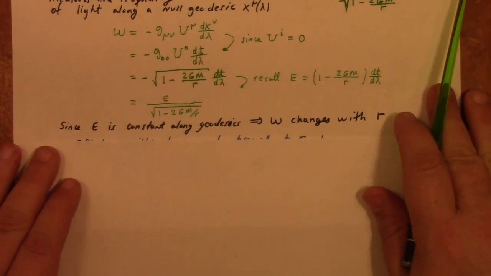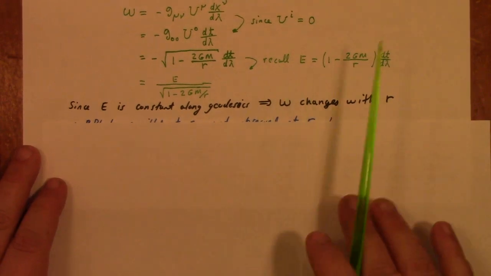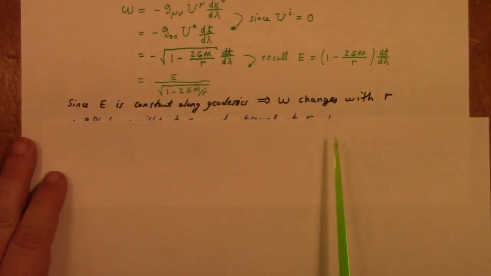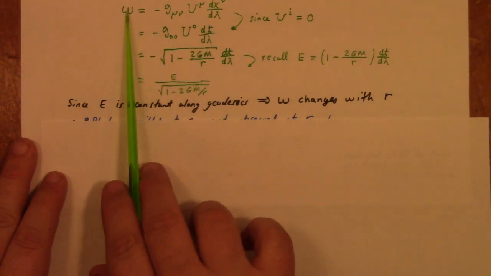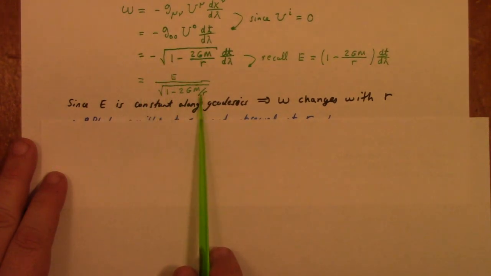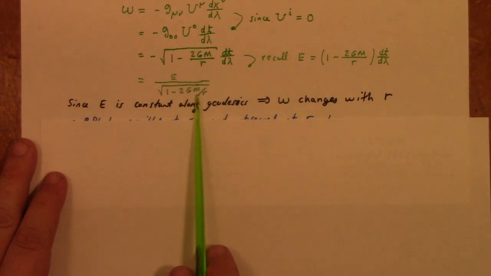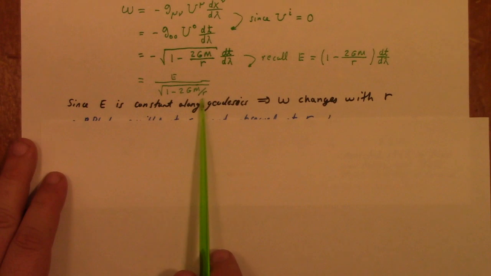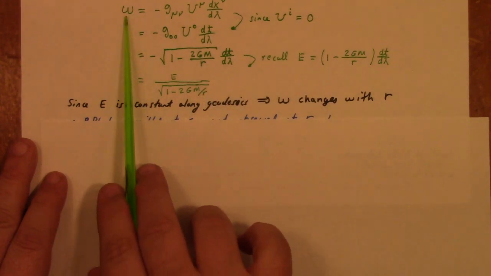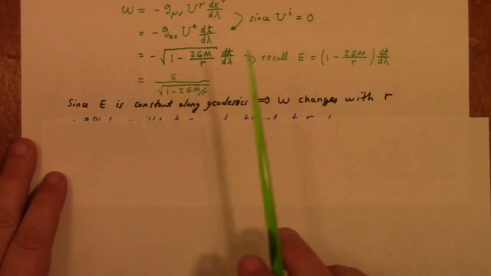But remember, energy is constant along the geodesics, right? So if energy is constant along the geodesics, then omega has to change with r, because E can't change, right? So other things are constant along the null geodesic. G, M, E, all constant. The only thing that can change here is r. So that means omega must change as well.